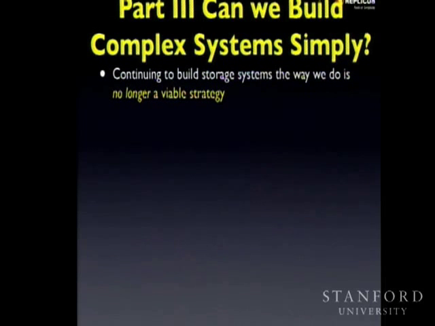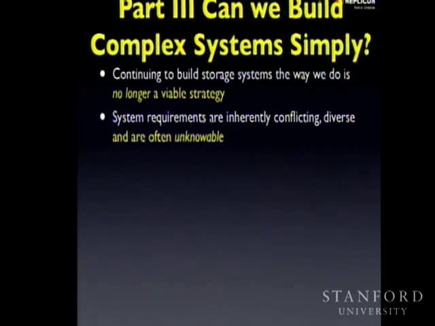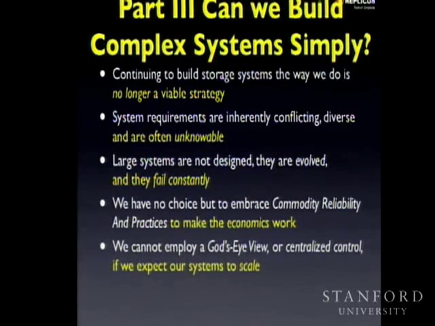So let's move on to the third part here, which is how can we build complex systems simply? Now that I've defined the motivation and described one of the deep problems we get when we go down the rabbit hole of thinking through the theory of these issues, let's see what happens next. Continuing to build systems the way we do is a losing proposition straight away, because we really can't continue the way we are. We're building massively complex systems that just get more complex every day.